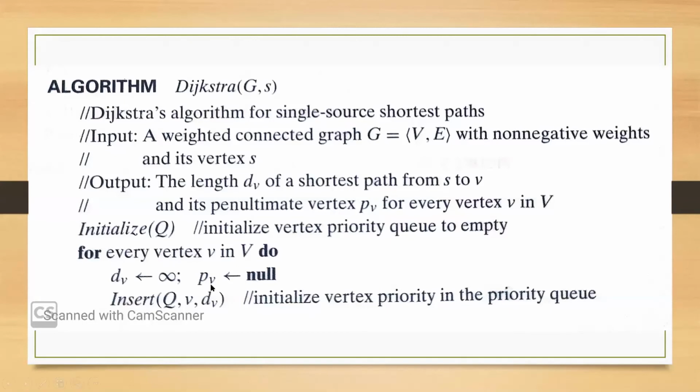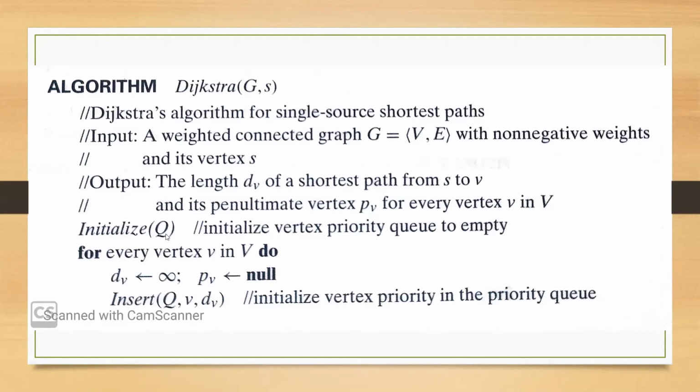Parent of every vertex is set to null. So two things we are doing: one is distance, the other is parent. These are the two things that we are going to get at the end of the output. You have initialized dv, the distance of every vertex, and the parent of every vertex. Now we have to insert those values into the queue.